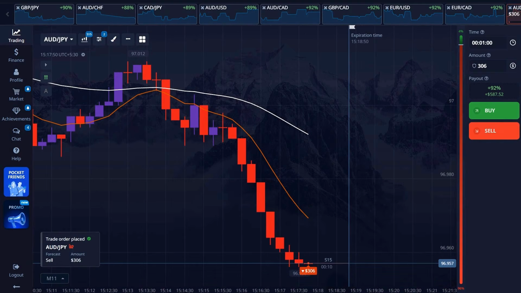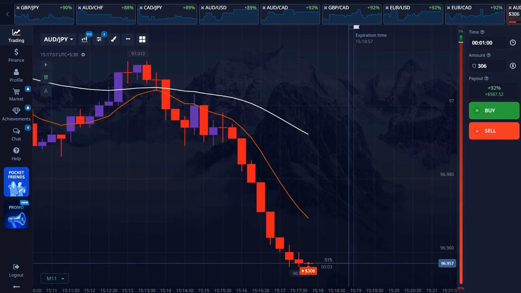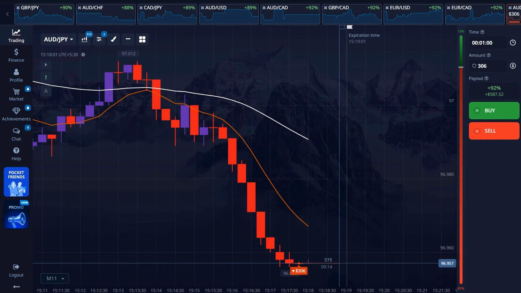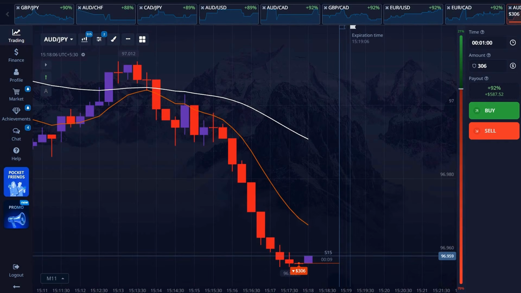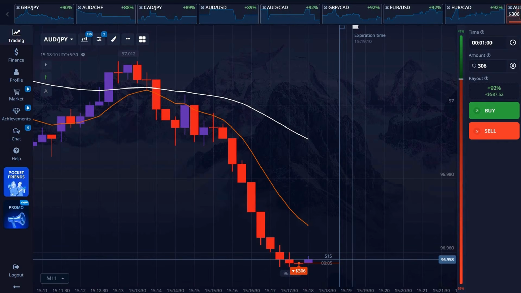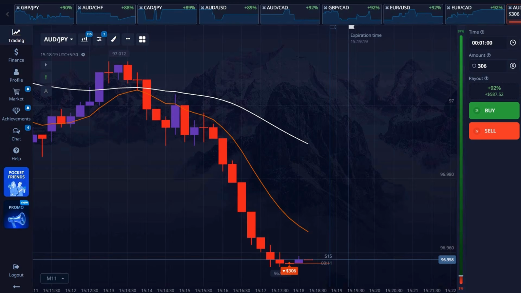Now, let's look at another sell trade on the same currency pair. Here, the price is clearly trading below both EMA 10 and EMA 50, showing a strong downtrend. At the same time, the seller volume spiked above 90%, giving us confirmation to take a sell entry. So I entered a 1-minute sell trade here.